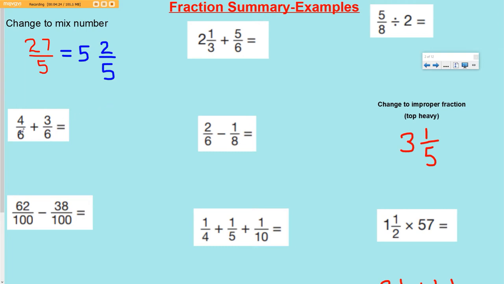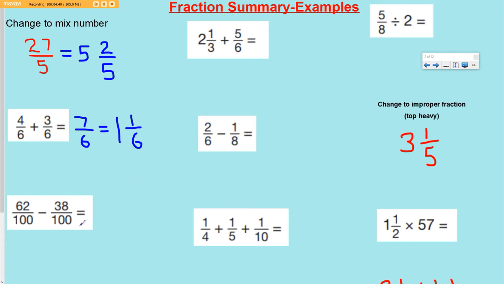Next one here, because these two denominators are the same, we've got 4 6 plus 3 6, that's going to give us 7 6. What the examiner sometimes will ask you to do is to write this as a mixed number. So the 6 into 7 goes once, remainder 1 upon 6.